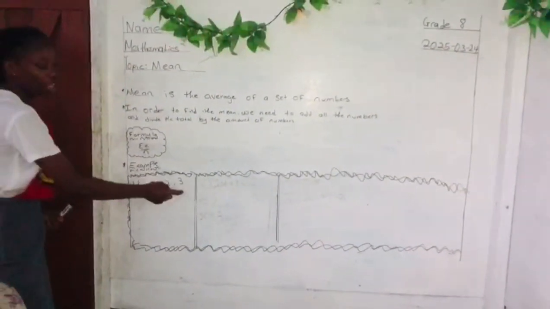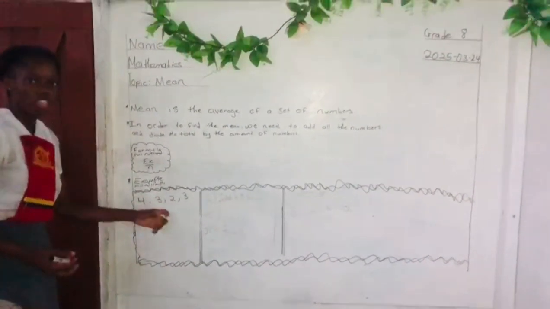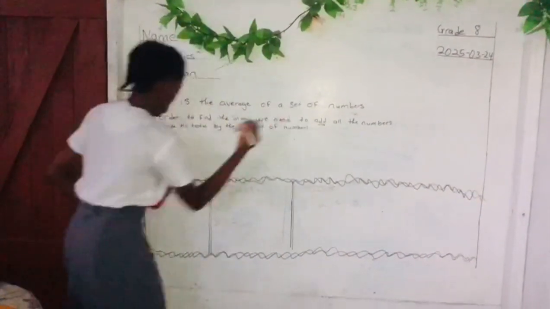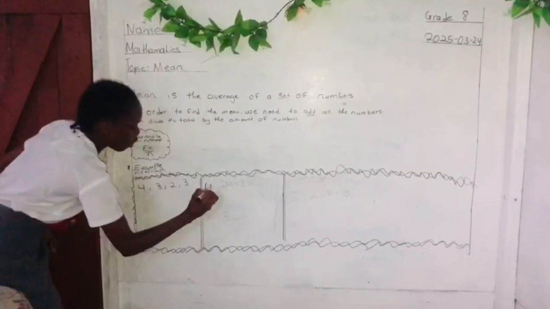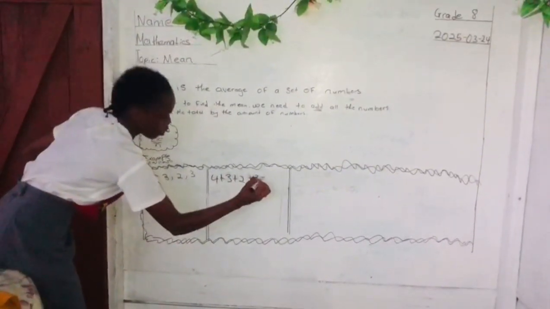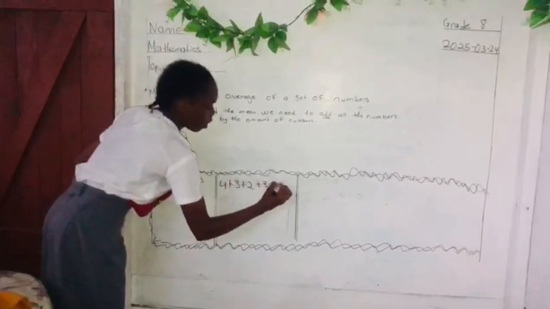We have 4, 3, 2, and 3. So we have to find the mean of these numbers. So we first have to add. We need to add the numbers. So we are adding these numbers. We have 4 plus 3 plus 2 plus 3. And this will give us a total of 12.